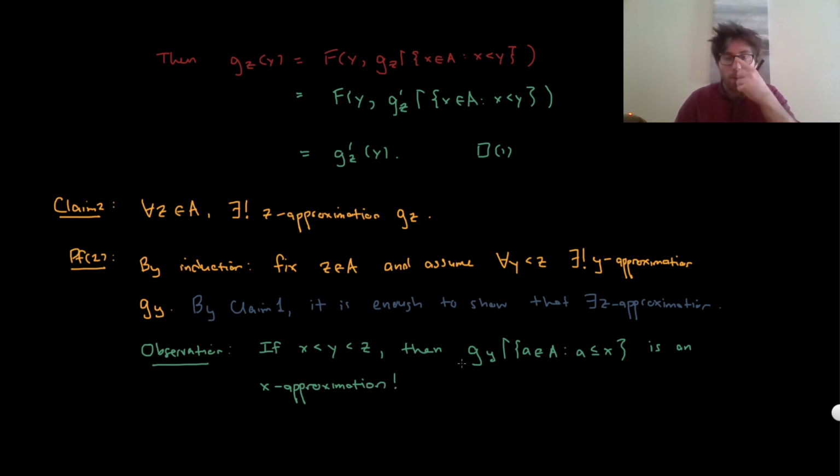Well, g sub y is a y approximation, and there's something you have to check. But if we took the y approximation, the bigger approximation of our entire recursive sequence, and restrict it to all the values less than or equal to x, this is exactly what an x approximation is going to be. But what do we know? We know by our induction step that this approximation is unique. So what has to be the case is that g sub y restricted to this set is equal to g sub x. So g sub y restricted to all the values less than or equal to x is just going to be equal to g sub x.